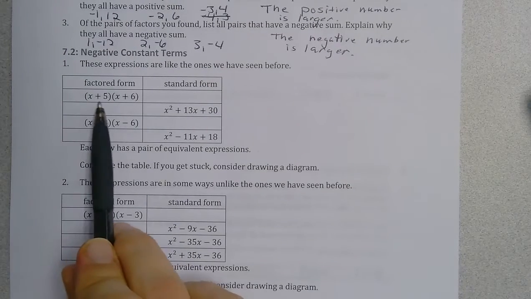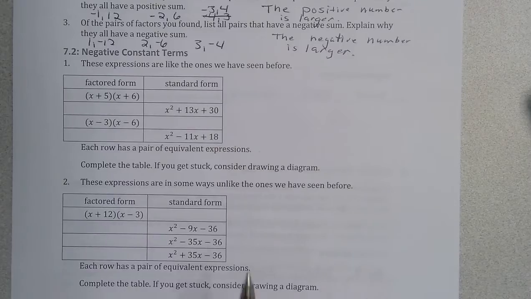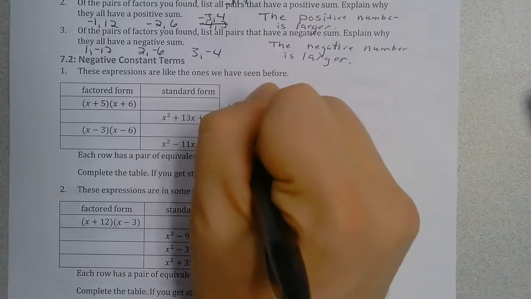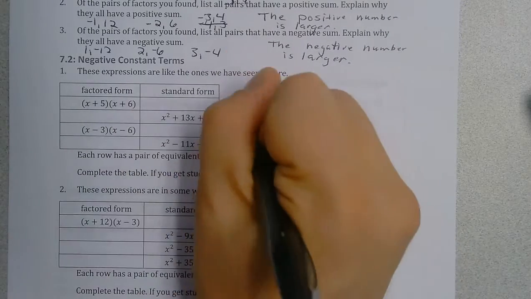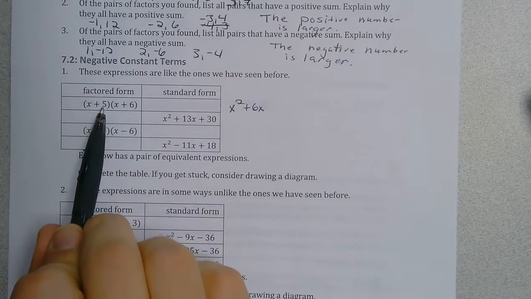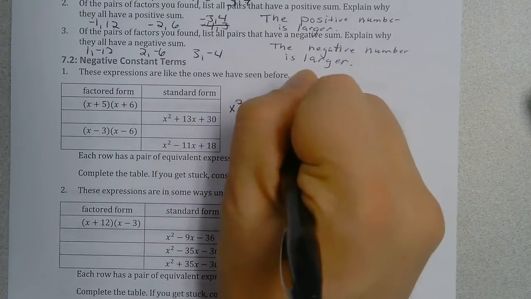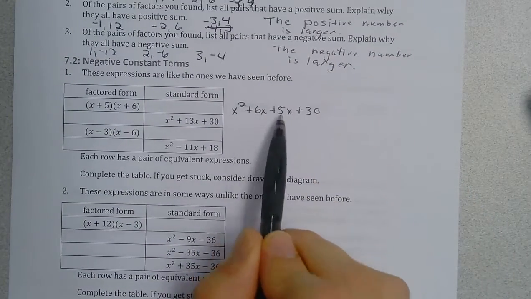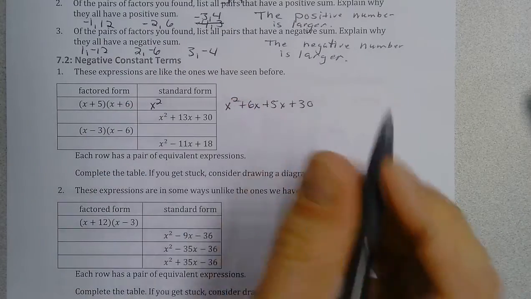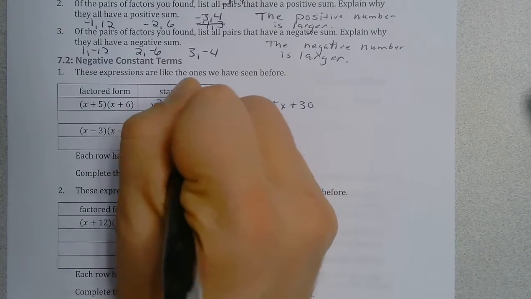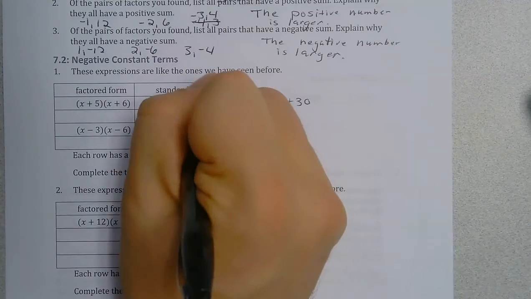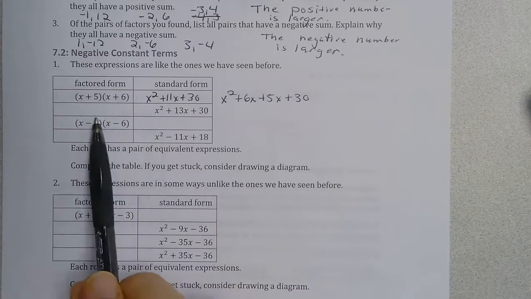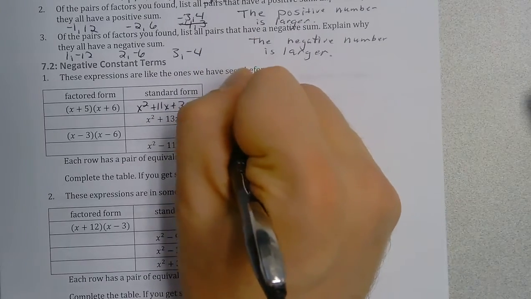So here, we have to change from factored form to standard form. So I'm going to distribute. x times x is x squared. x times 6, I'm going to add 6x. 5 times x, I'm going to add 5x. And 5 times 6, I'm going to add 30. Combining my like terms with x's, I'm going to have x squared plus 11x plus 30.